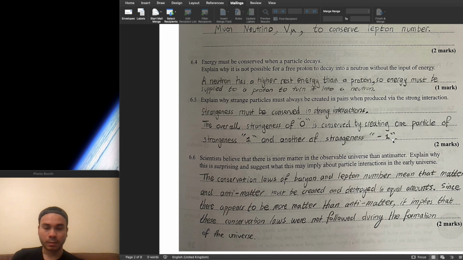Right, scientists believe that there is more matter in the observable universe than antimatter. Explain this. Explain why this is surprising and suggest what this may imply about particle interactions in the early universe.